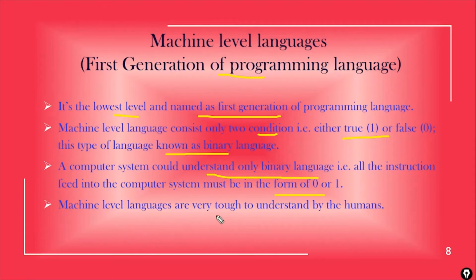And these languages are very tough for humans to understand, because a language written using ones and zeros cannot be easily understood by users. So these are very tough for humans to understand.